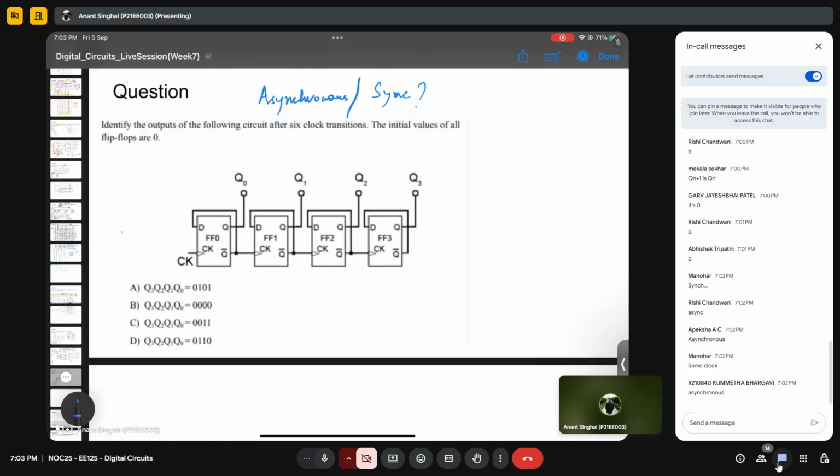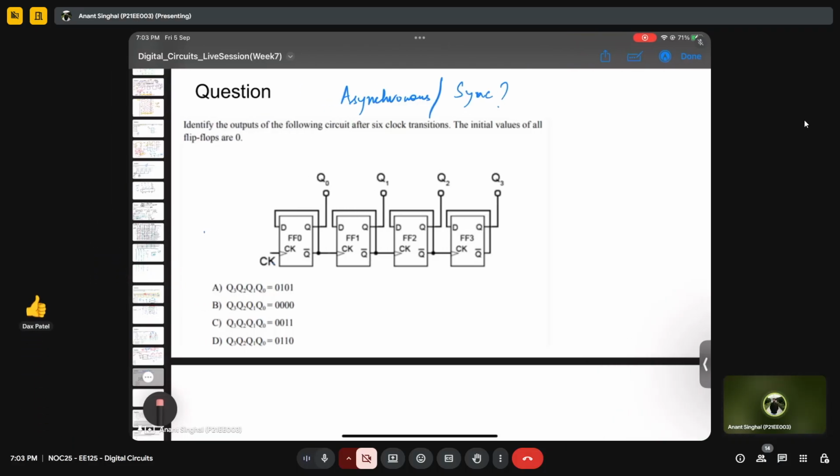So you see, every clock is dependent upon the previous inputs. It's not the same clock. If it would have been the same clock, it would be something like this, right? So this is an asynchronous circuit because the clock is dependent upon the previous inputs and outputs. Is it clear? So actually, this is a very interesting question. So you need to apply some knowledge.